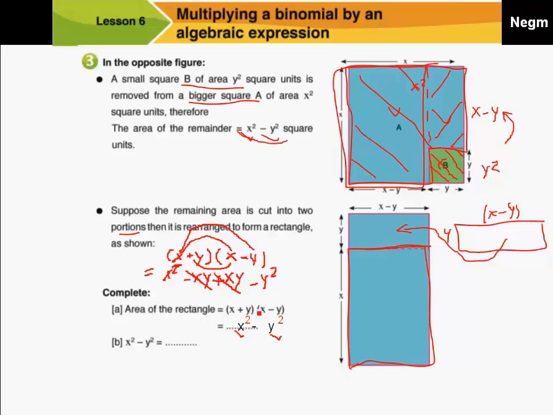We have learned something new. What is the value of x squared minus y squared? Of course, it will be x plus y times x minus y. If we did it as here, we will get x squared minus y squared. x plus y times x minus y is equal to x squared minus y squared, or x squared minus y squared is equal to x plus y times x minus y.